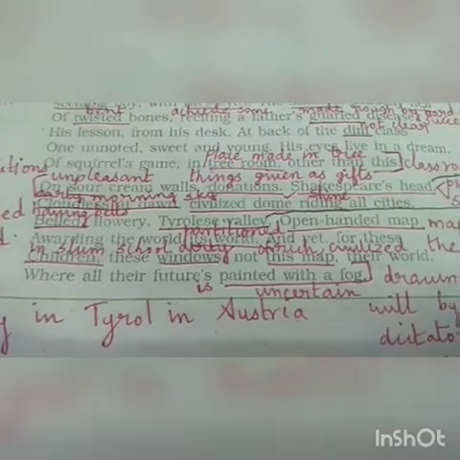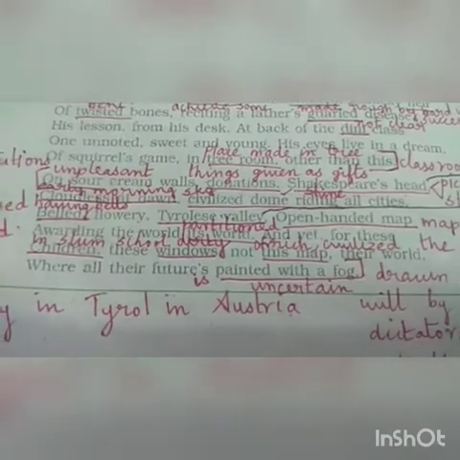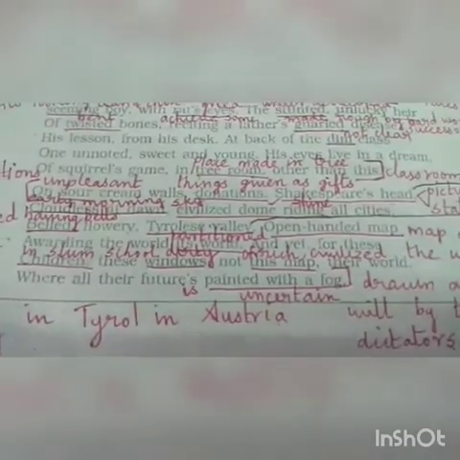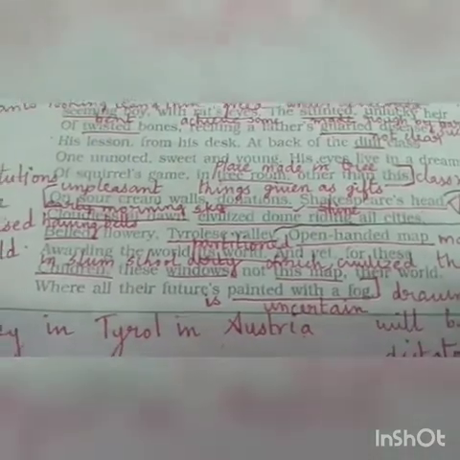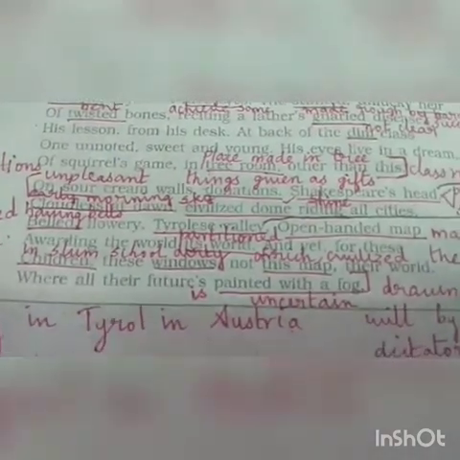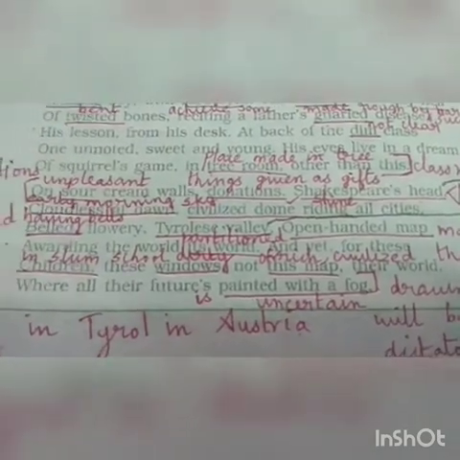And in a slum, it is very dirty. Their actual world is so dirty, and their world is not depicted in the map of the rich, civilized people. Their future is painted with a fog. What do you mean by painted with a fog? It is uncertain. Their future is a big question mark.